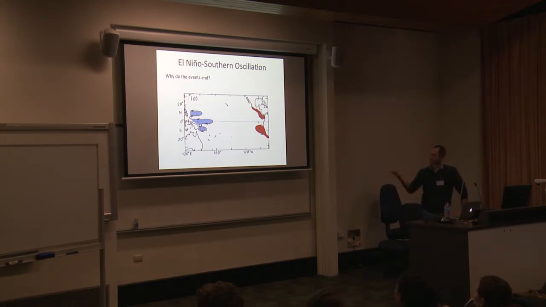So that's basically the dynamics of this thing called the delayed action oscillator. It's a fundamental theory, or one of the main theories that describes ENSO variability. And that's it for me. So thanks very much for listening.